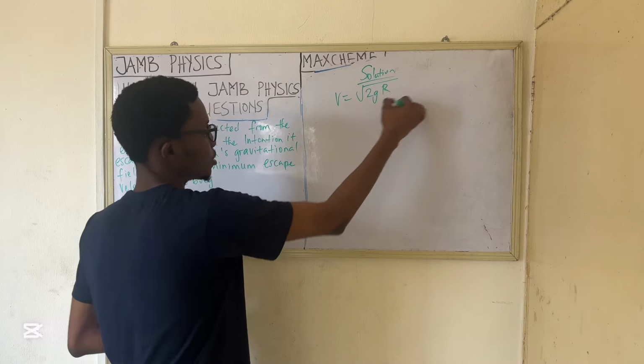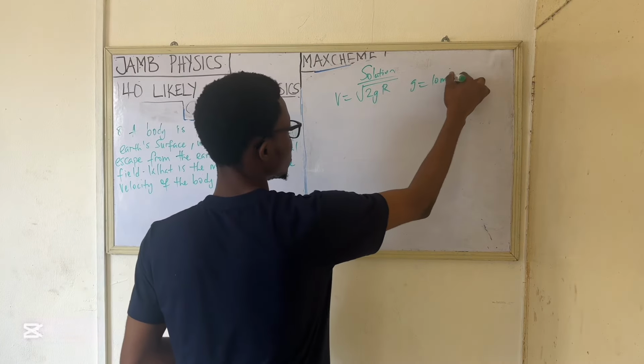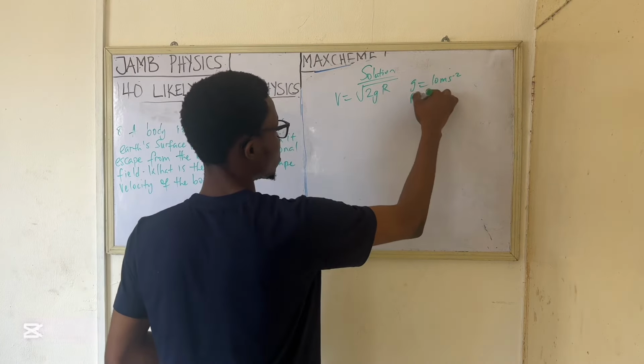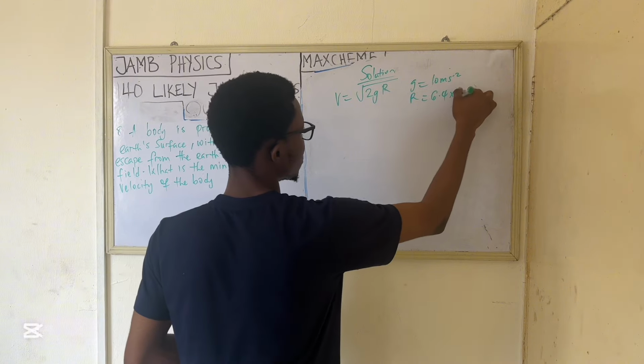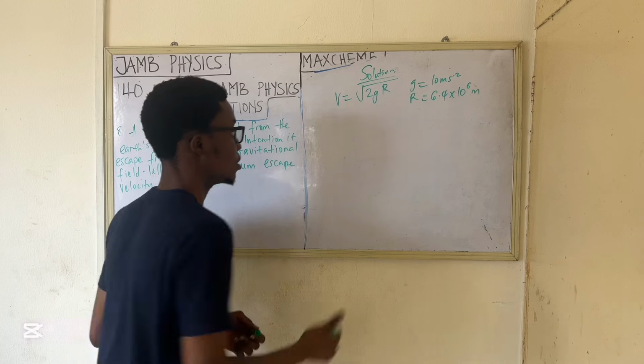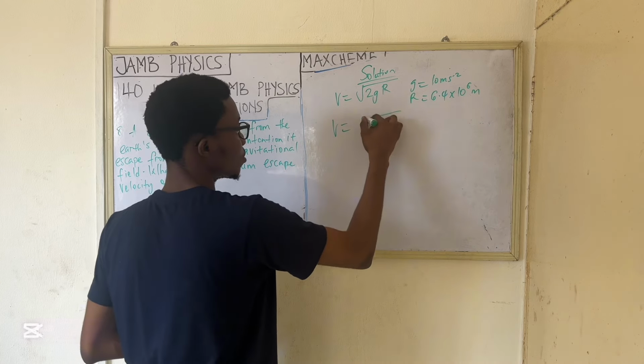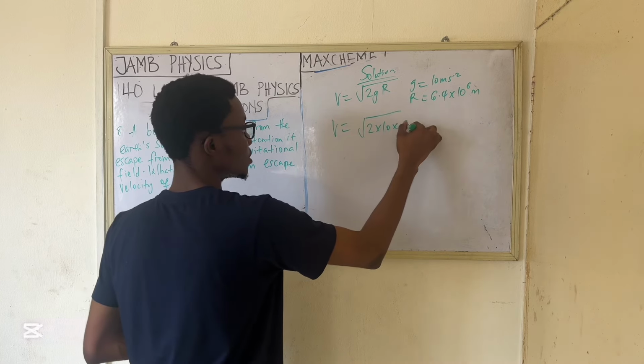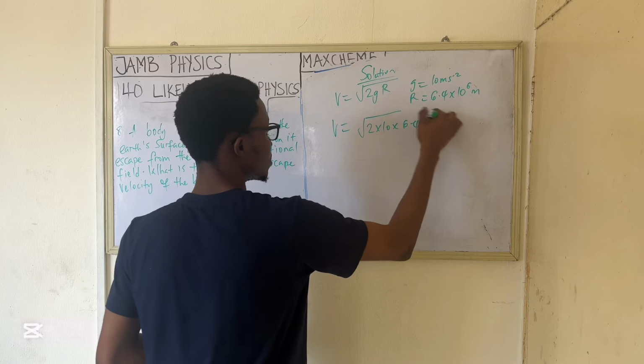Now, our g is the acceleration due to gravity, which is 10 meters per second squared. Our r is 6.4 times 10 raised to the power 6 meters. That is the radius of the Earth. It is constant. So we have v is equal to the square root of 2 times 10 times 6.4 times 10 raised to the power 6.